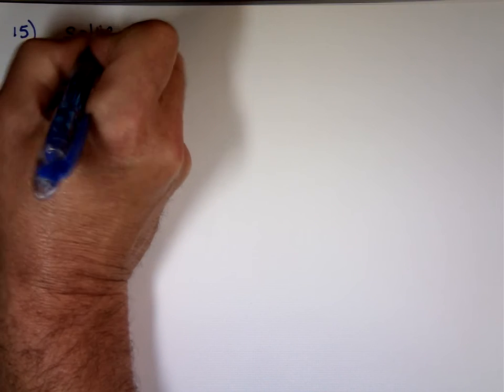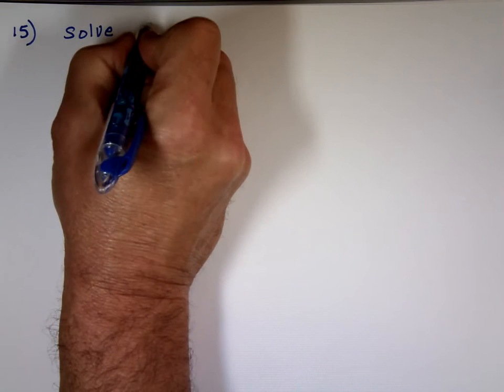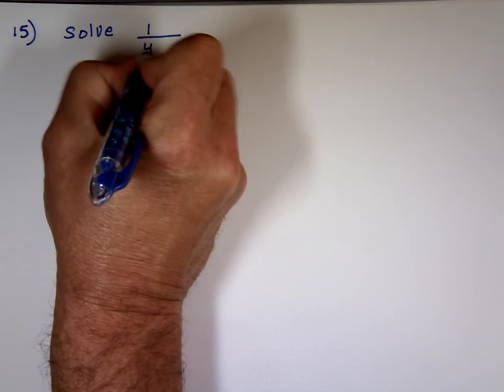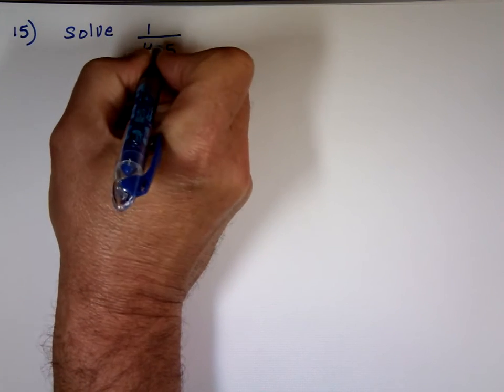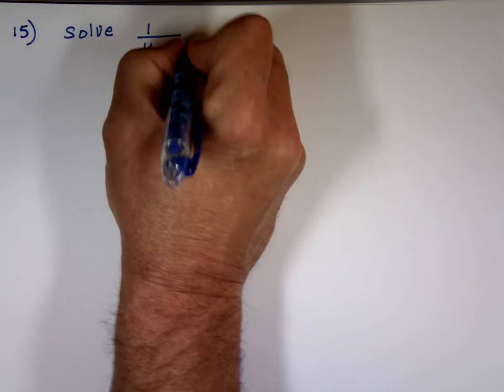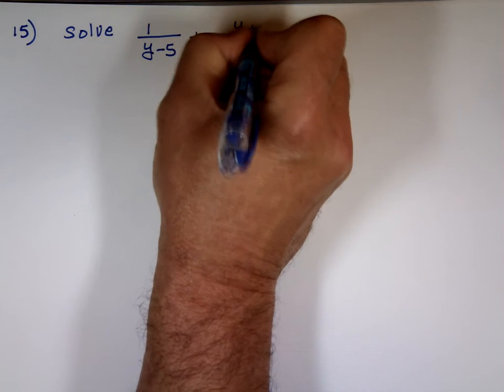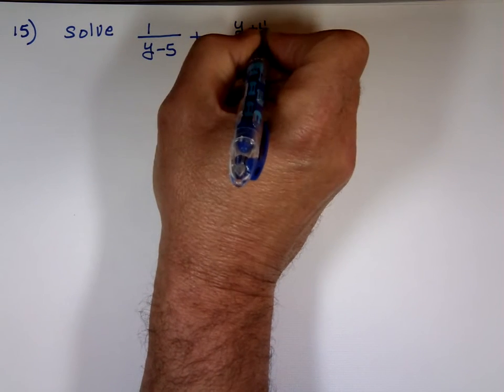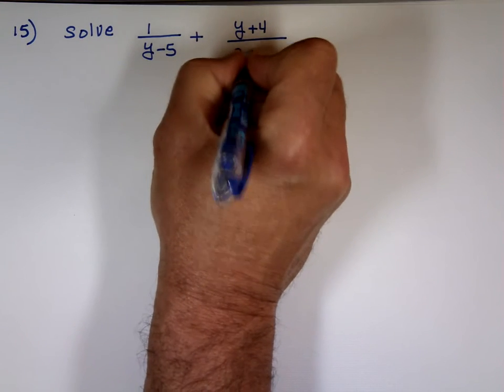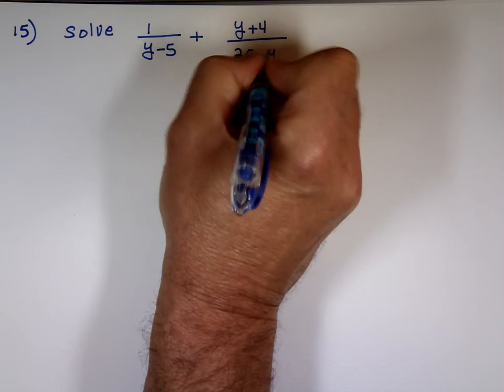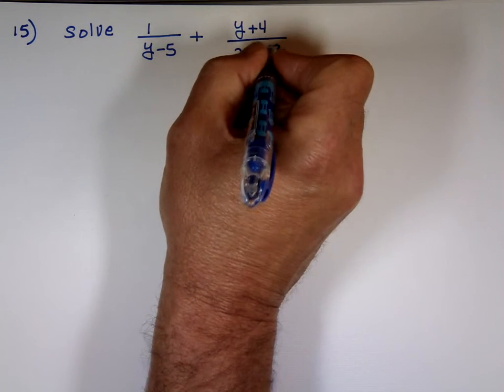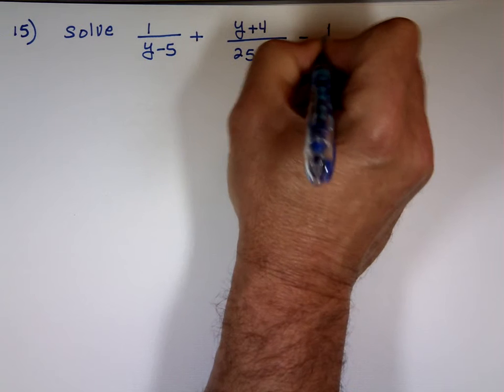1 over y minus 5 plus y plus 4 over 25 minus y squared equals 1 over y plus 5.